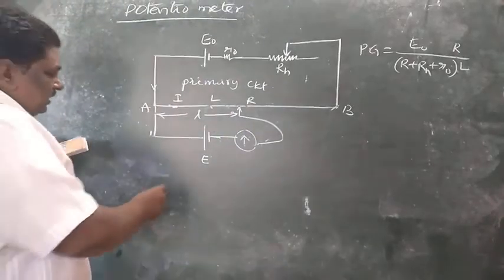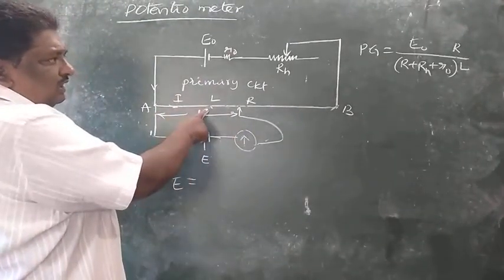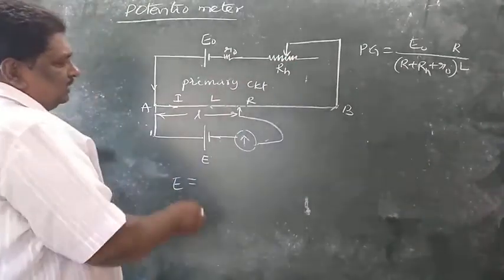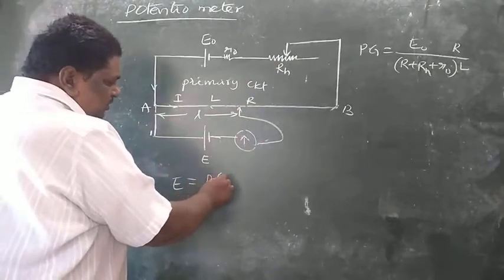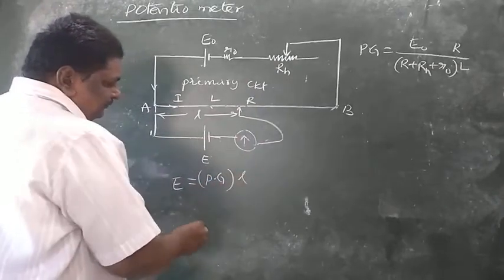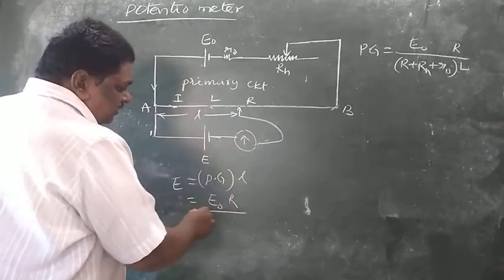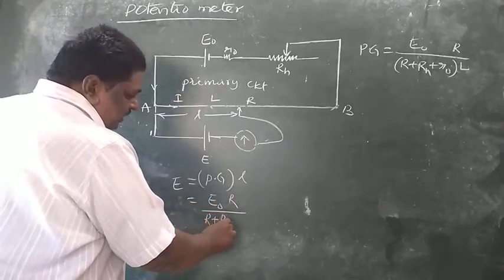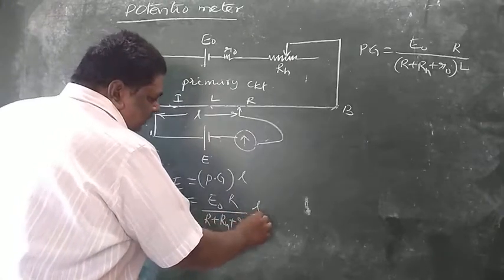So here EMF is equal to the 1 meter length voltage loss, called potential gradient, for L units length. So potential gradient into L. Potential gradient is E naught into R by R plus RH plus R naught, into L by capital L.